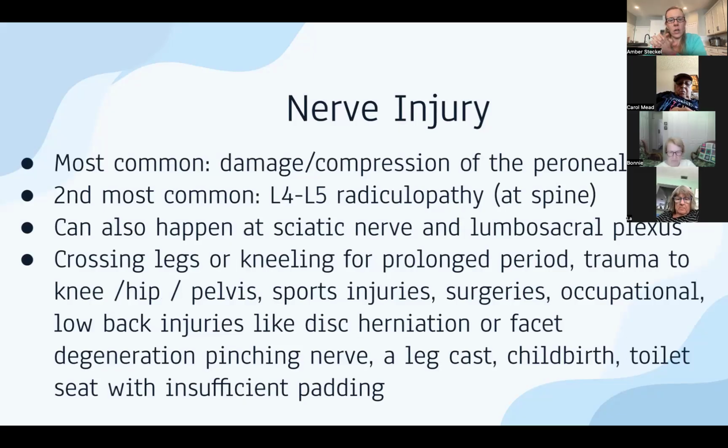So things that cause nerve injury, again, think of that entire nerve path. From your low back to the top of your shin, that's a long way. A lot of stuff could happen along there.